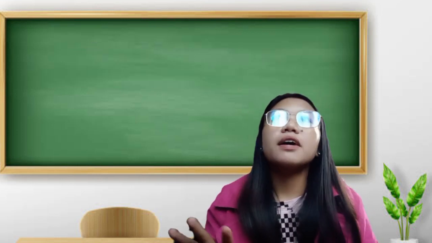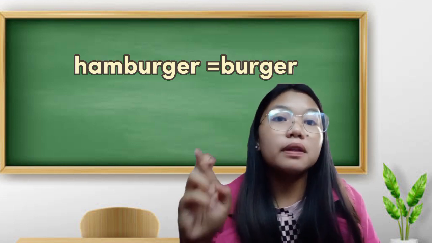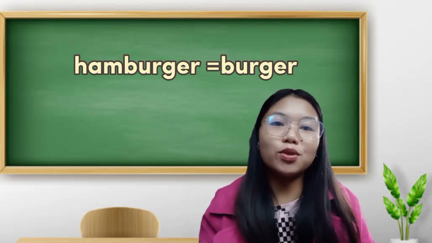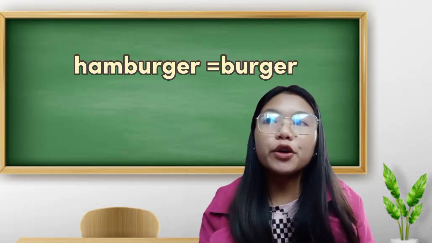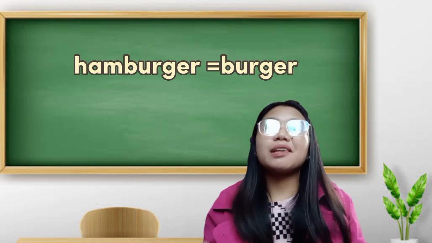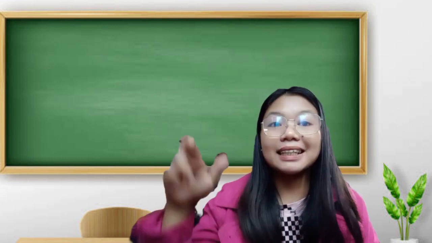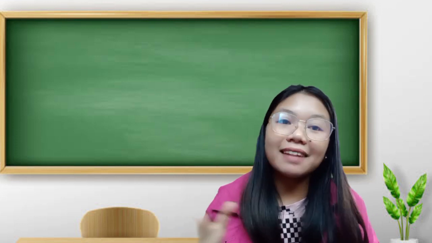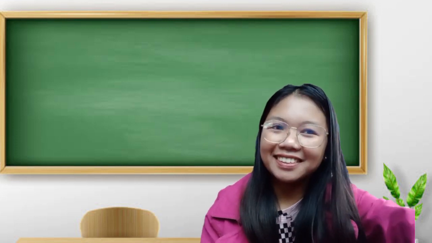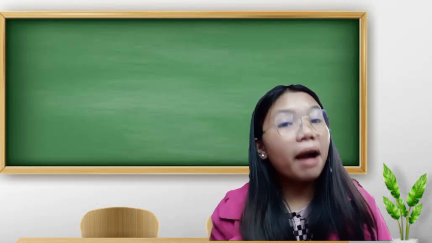Say, for example, the word hamburger. You want to clip the syllable ham. So every time you go to the store, you always use the word burger. We already recognize the word burger, but in reality, that word comes from hamburger. You just clip the syllable ham. That is clipping. So, the sixth word formation process is back formation.